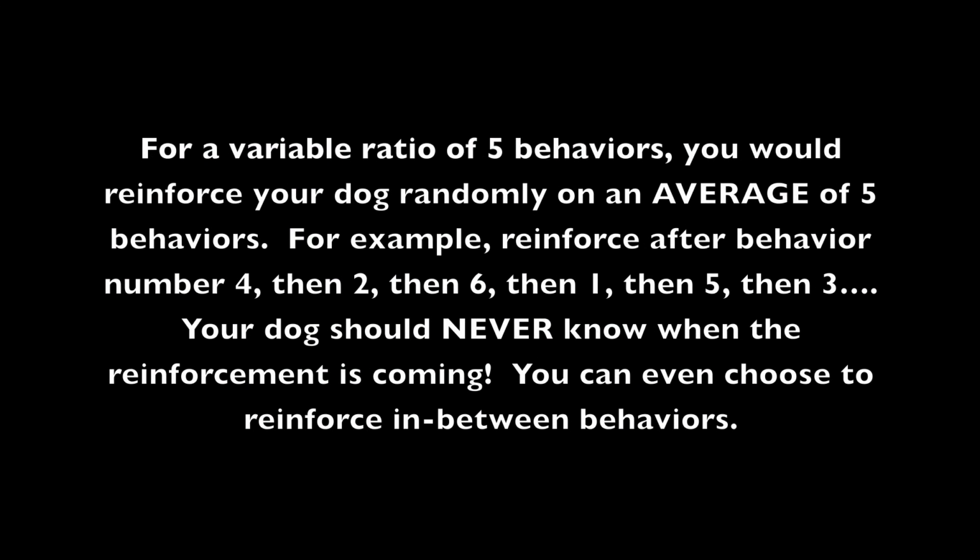For a variable ratio of 5 behaviors, you would reinforce your dog randomly on an average of 5 behaviors. For example, reinforce after behavior number 4, then 2, then 6, then 1, then 5, then 3. Your dog should never know when the reinforcement is coming. You can even choose to reinforce in between behaviors.